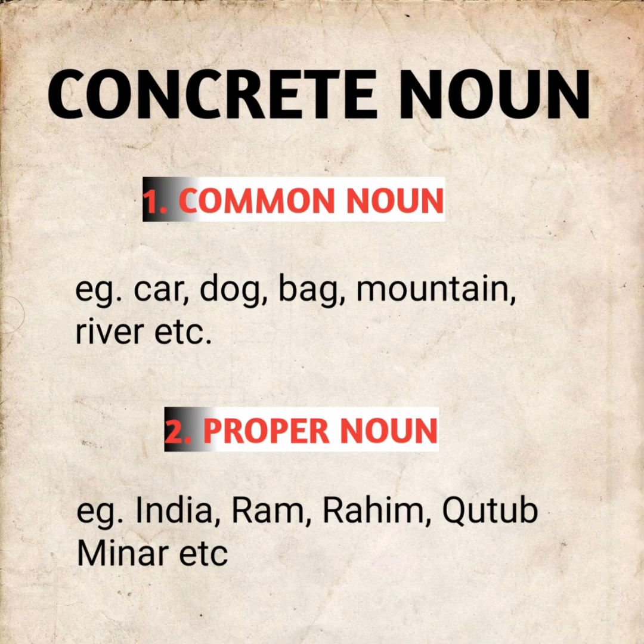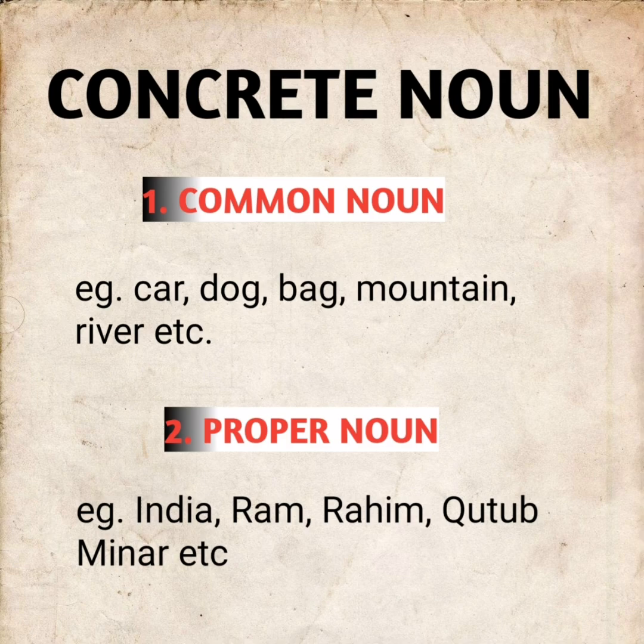Now first, there are two basic concrete nouns. The first is a common noun and the second is a proper noun. A common noun is basically the name of general items. They are not the names of a single person, place, or thing. And one more thing, it's never capitalized unless it either begins a sentence or appears in a title. Some examples of common nouns are car, dog, bag, mountain, river, etc.